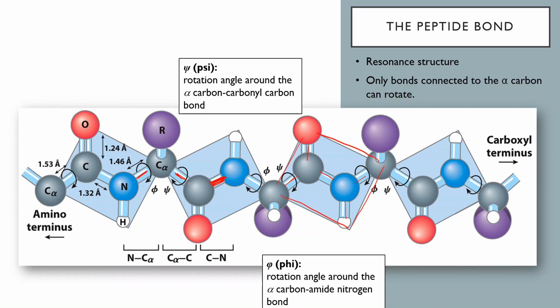So for each type of bond, we can talk about the rotation angle of that bond. And we use this notation: the Greek letter phi we use to refer to the rotation of this bond here, the bond between the alpha carbon and the amino nitrogen, and then we use the Greek letter psi to refer to the rotation of the bond between the alpha carbon and the carbonyl carbon here. So again, we're not talking about the bond angle itself, just the rotation angle of that bond.